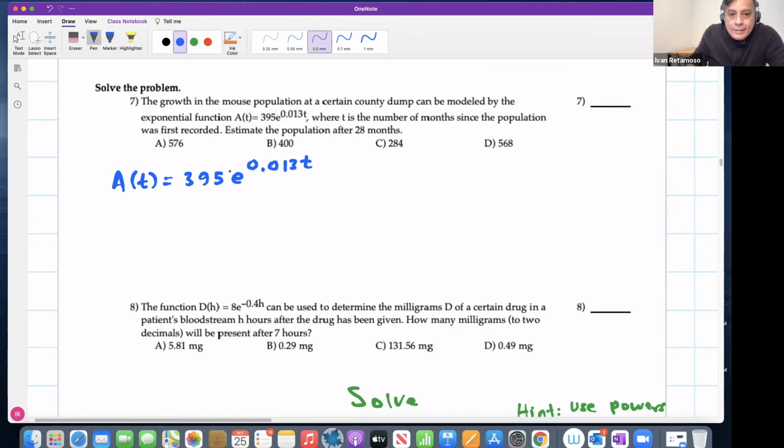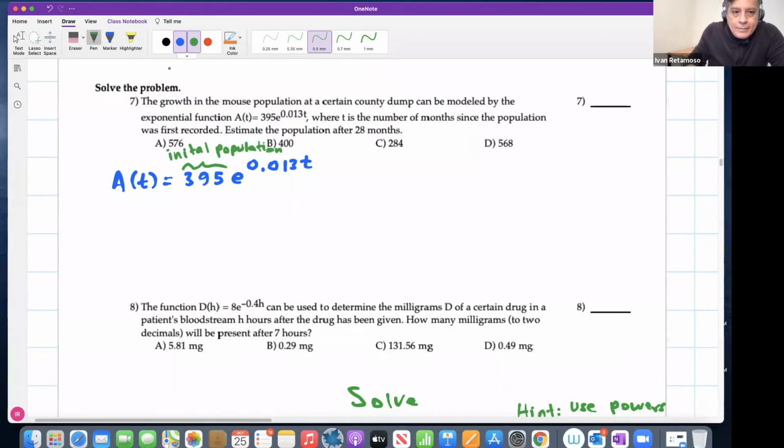Now, this is the basic form of the exponential function, but there is a constant here. In the basic form it is one, but here it's a different number. Whenever that happens, this number is the initial population, corresponding to time 0. Great. So now they just want you to figure out what should be, on average, the population, an estimation. Estimate the population after 28 months.